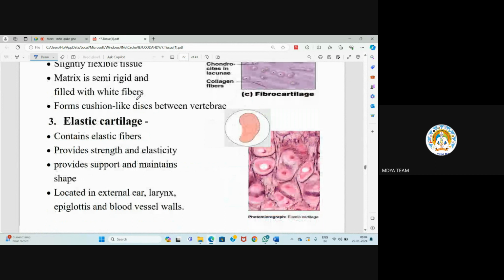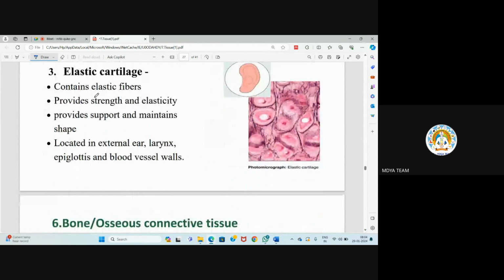Now next is elastic cartilage. It contains elastic fibers, provides strength and elasticity, provides support and maintains shape, and is located in the external ear, larynx, epiglottis, and blood vessel walls. So this is the type of elastic cartilage. Here you can see the picture of elastic cartilage, and it is found in the external ear, larynx, which means voice box, and epiglottis.